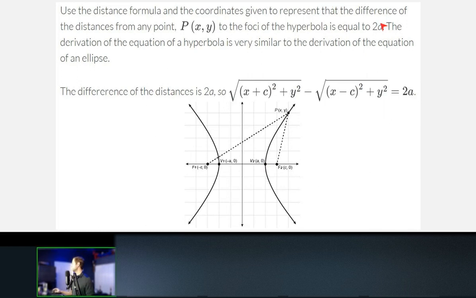All right, how are we feeling so far about hyperbolas and the different parts before we actually get into an example? Good for people that are actually still here.